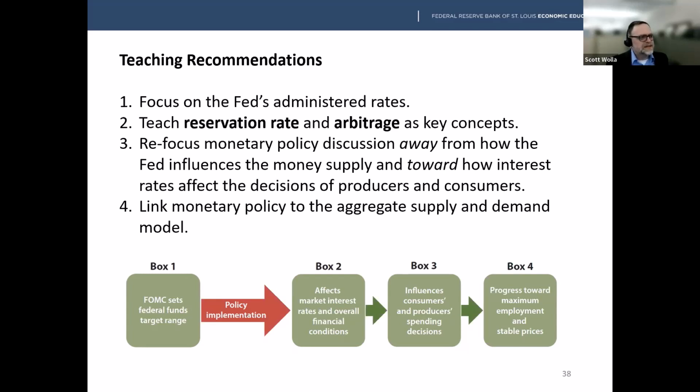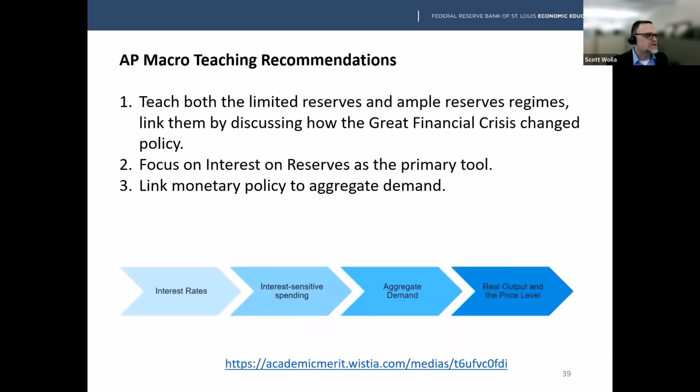On the next slide, thinking specifically about AP teachers, the new benchmarks have teachers teaching both limited and ample reserves. Jane and I have been doing this presentation quite a bit over the last 2 years, and we think it's a pretty natural fit to tell the story that Jane was telling at the beginning, where we had this limited reserves regime, where we shifted the supply curve back and forth to adjust the federal funds rate.